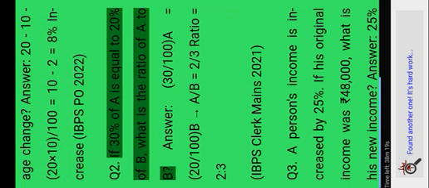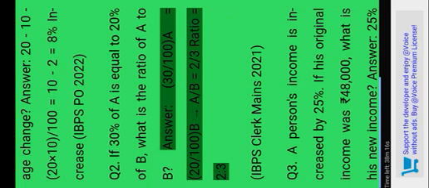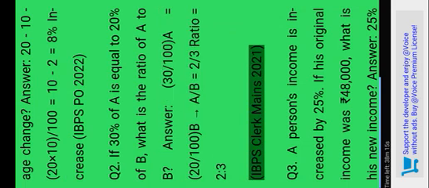Q2. If 30% of A is equal to 20% of B, what is the ratio of A to B? Answer: 30/100 A equals 20/100 B, so A:B equals 2:3. IBPS Clerk Mains 2021.